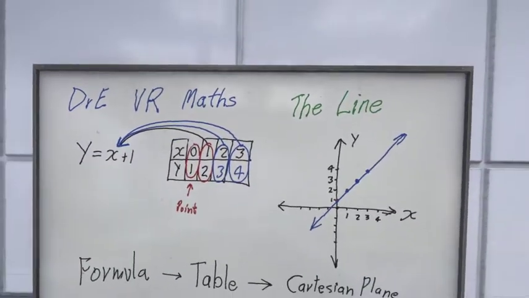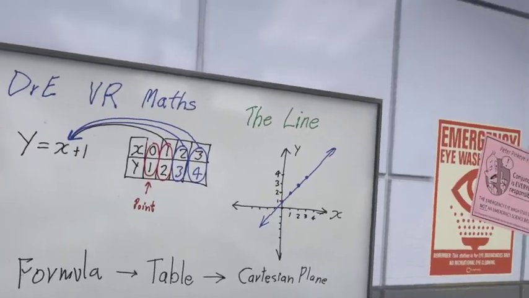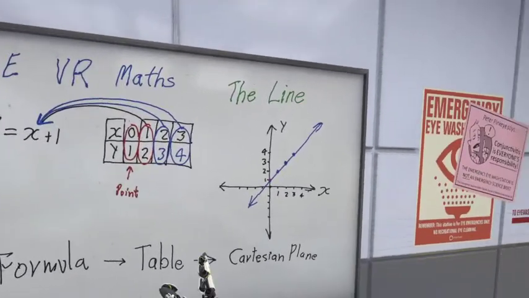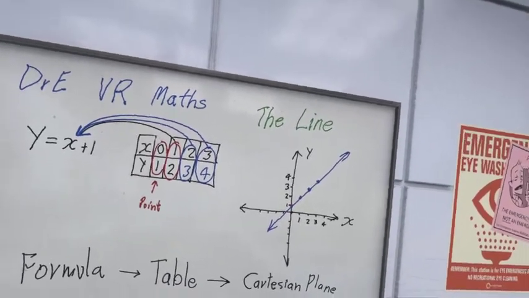Okay, so that's our first step in learning about lines. Formula to table to Cartesian plane.